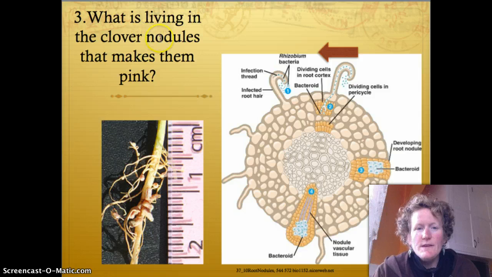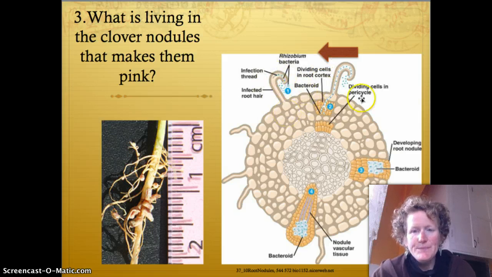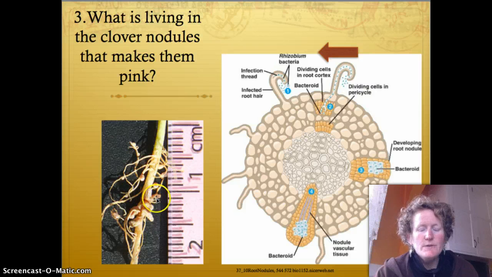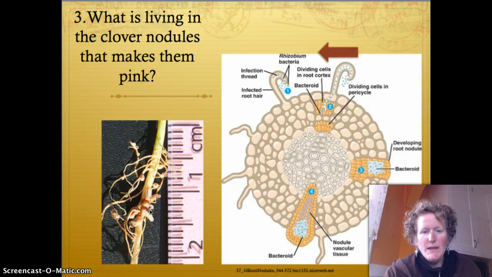What's living in those clover nodules that makes them pink? Well, rhizobium bacteria right here. This is how you spell it, rhizobium. It's a bacteria that comes in through the root hairs and takes up residence right in these nodules here. And it forms a symbiotic relationship with the plant.